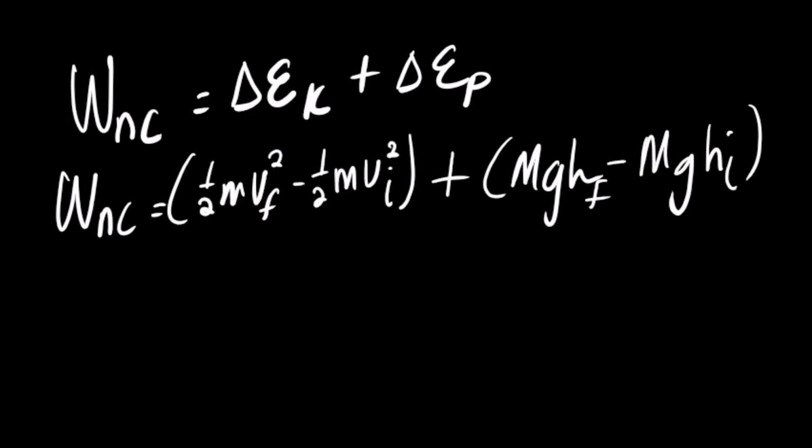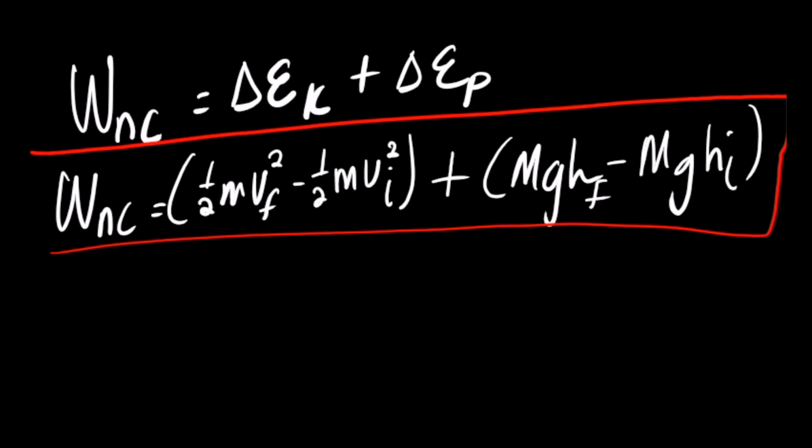This is one of the equations we use in work, energy, and power. It's based on conservative and non-conservative forces. So work done by non-conservative forces is equal to change in EK plus change in EP. When we expand this equation, this is the equation we have. Write it down, it is one of the most important equations.